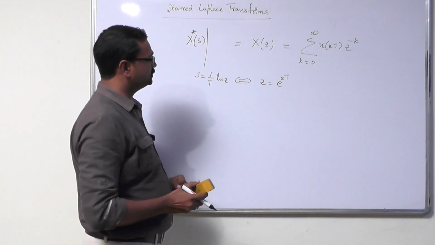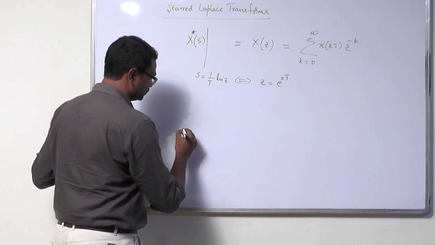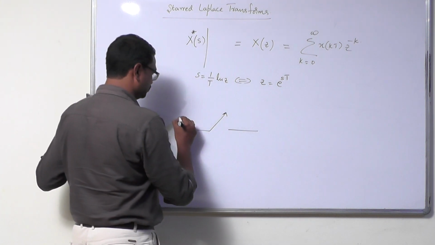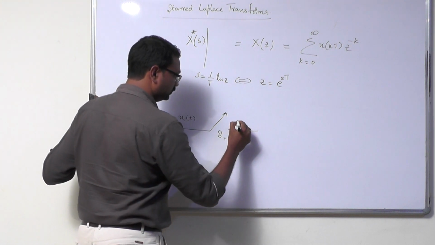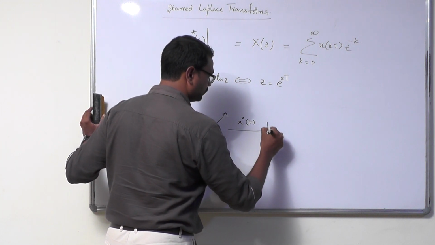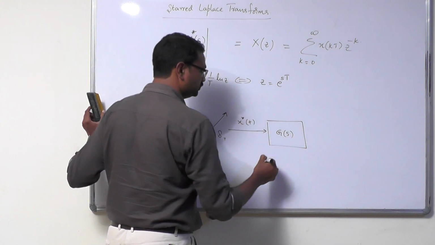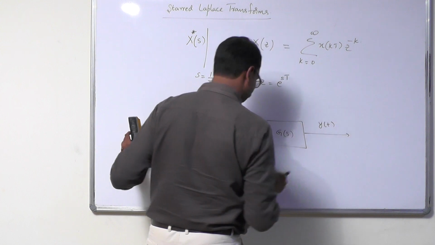Right. So using this into our consideration, you can say that, for example, let us say we are having a continuous time system x of t, del of t, x star of t, and this x star of t is acting as input to g of s, and we are having y of t here.